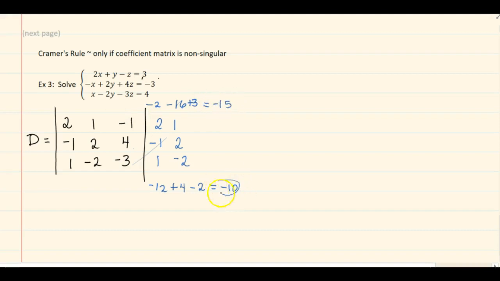So we get our majors subtracting our minors, so we get negative 10 minus a negative 15. And that's how we get 5. So we find that D is equal to 5. That's the determinant of the coefficient matrix.